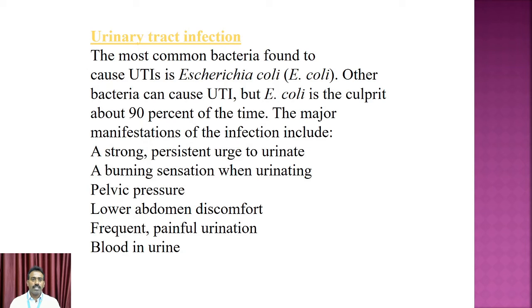Urinary tract infections: the most common bacterium found to cause urinary tract infection is Escherichia coli. Other bacteria can cause a UTI, but E. coli is the culprit about 90% of the time. The major manifestations of the infection include a strong, persistent urge to urinate, a burning sensation when urinating, pelvic pressure, low abdominal discomfort, frequent painful urination, and blood in urine.